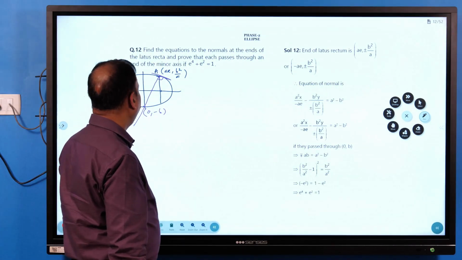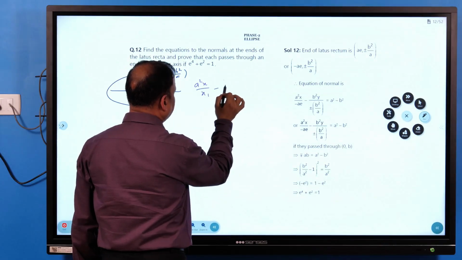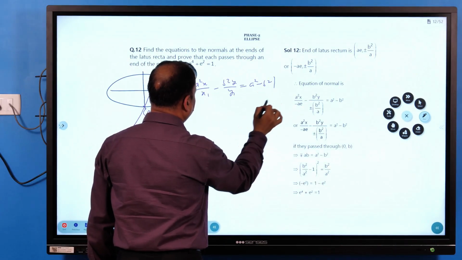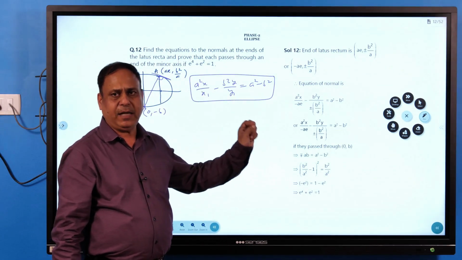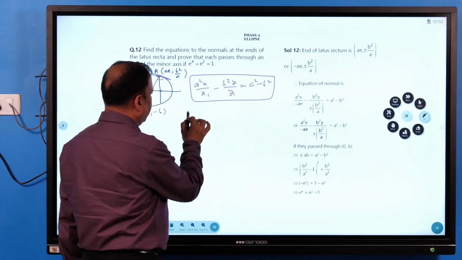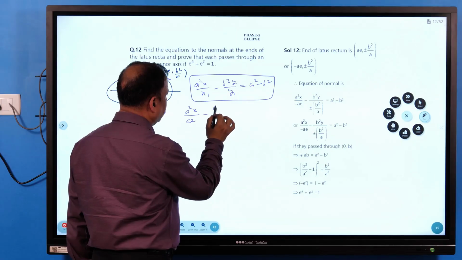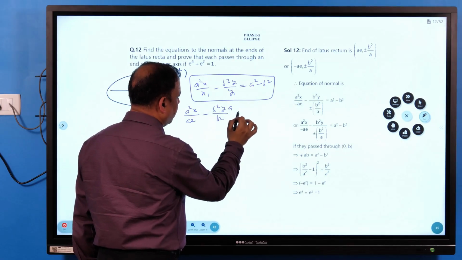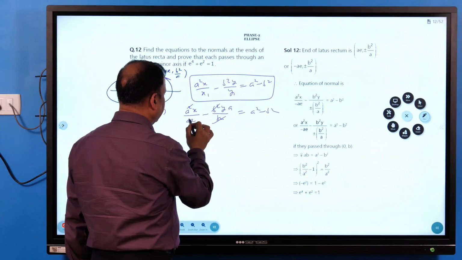So equation of normal we will write a square x upon x1 minus b square y upon y1 is equal to a square minus b square. This is the equation of normal at any point (x1, y1), where x1 is this, y1 is this. So a square x, x1 is ae, minus b square y, y1 is b square upon a. So a will go to top, is equal to a square minus b square. This will cancel, a will cancel.